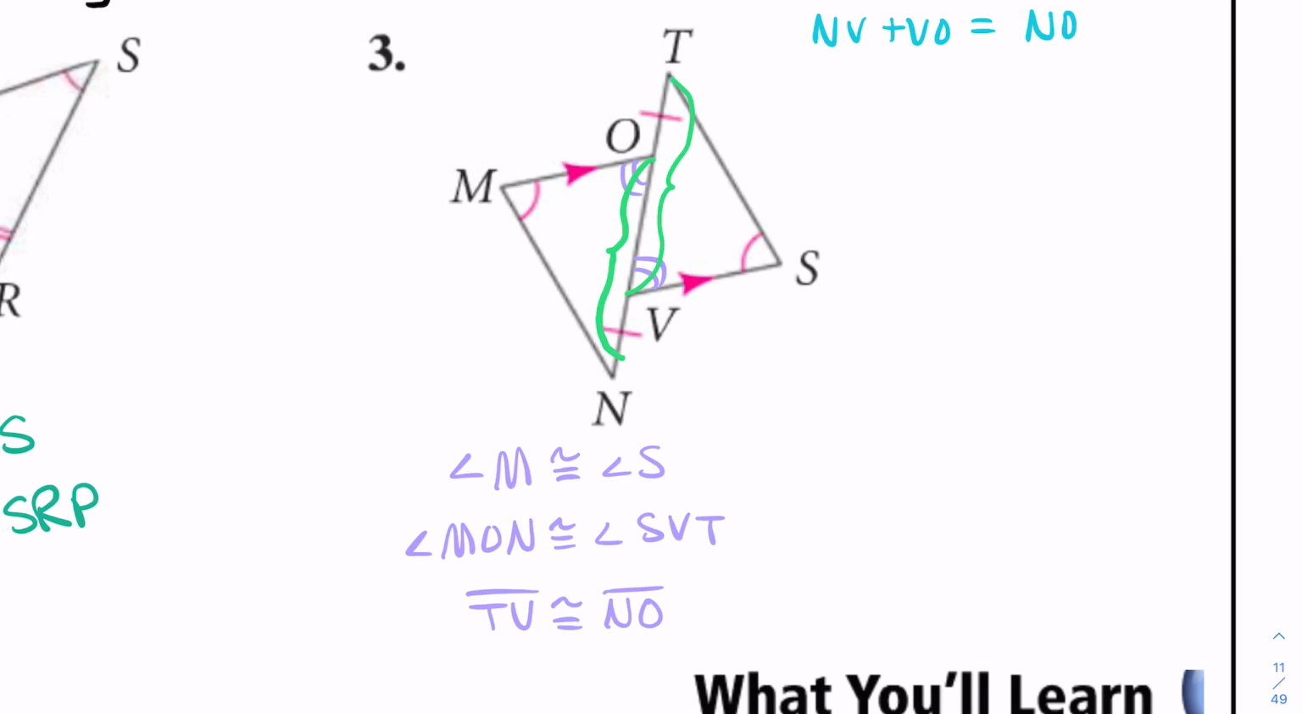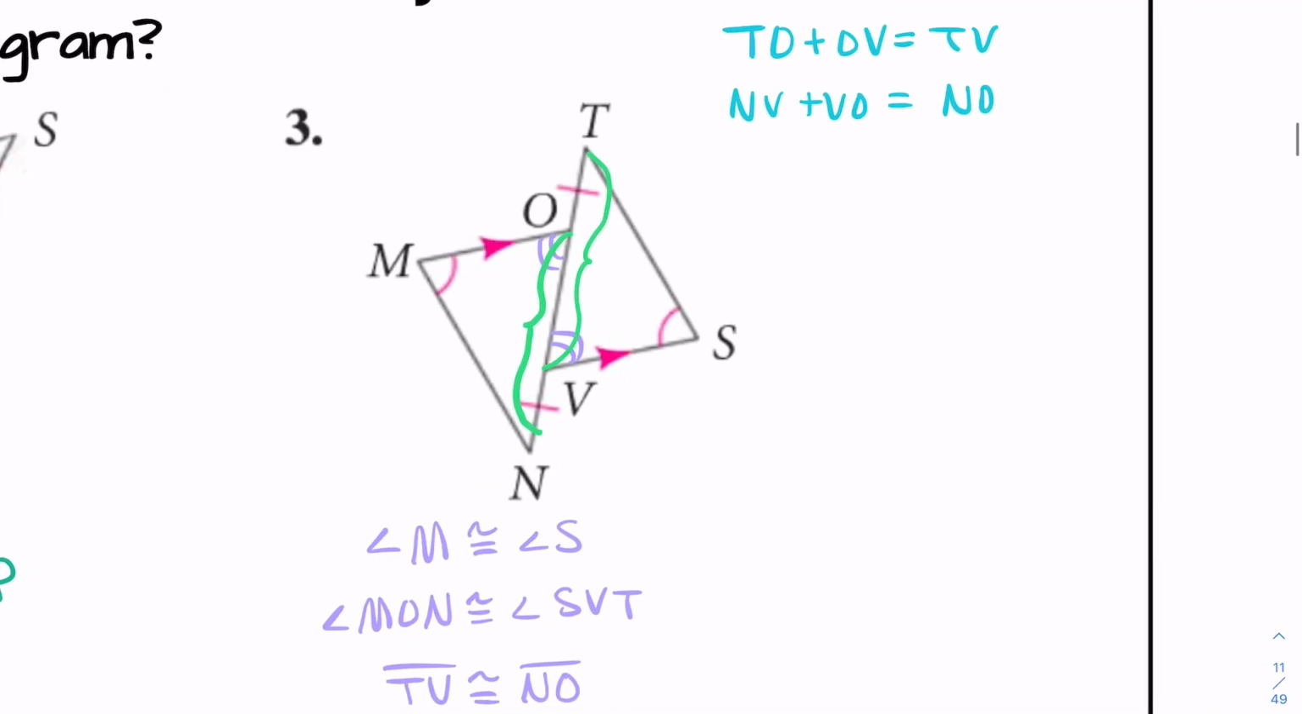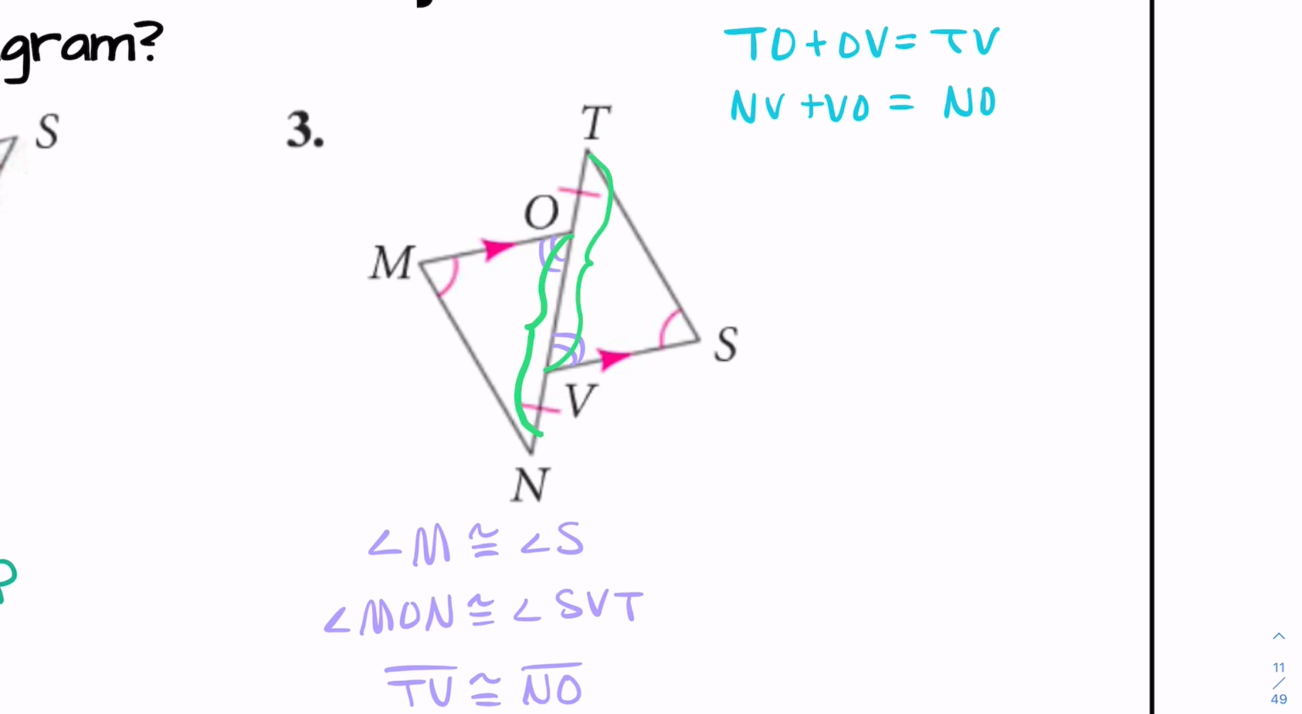How do I know that those pieces are congruent? Well, I'm going to do a couple things. I'm going to do a little bit of a proof here. So TO and OV, if I were to add TO plus OV, I get what's called TV, right? This is the segment addition postulate. So TO plus OV equals TV. And then working this way, NV plus VO is NO. I'm just adding them together and getting this.